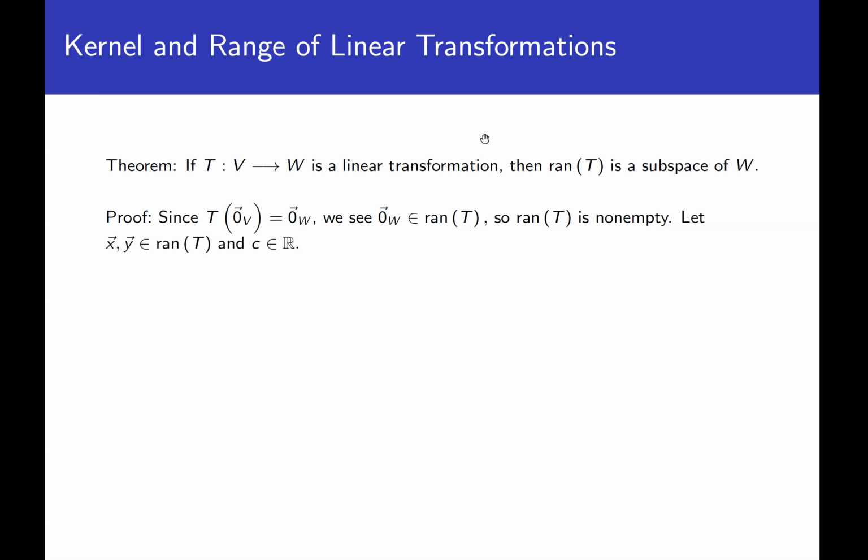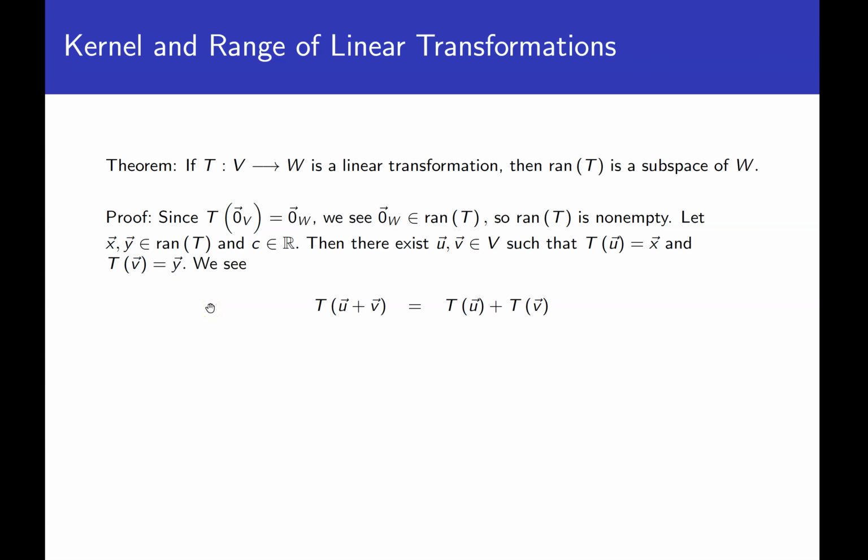So now, again, like we did for the kernel, start with 2 things in the range, x and y, and a scalar c in R. Since x and y are in the range, that means that they are outputs. Okay, well, to be an output, you have to correspond to an input. So there must be vectors u and v, so that when I plug u into the transformation, I get x, and when I plug v into the transformation, I get y. Now I need to show that x plus y is an image. I need to find something to plug into T so that I get out x plus y, so that x plus y is in the range.